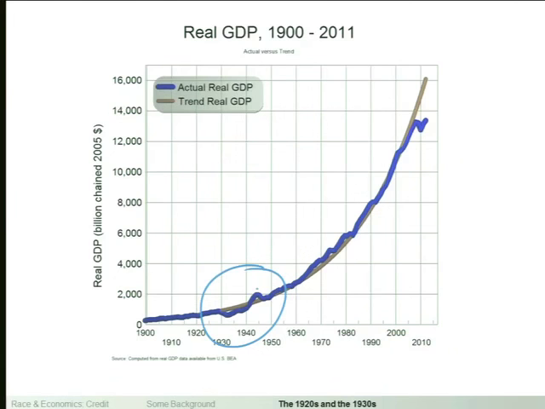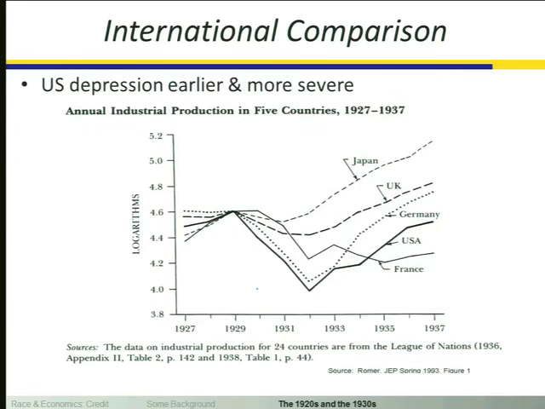For an international comparison, this is from the article by Romer, which I think is the one that's in the Reader. I don't remember what I left in the Reader. And this is comparing the U.S. with France, Germany, the U.K., and Japan, just to show you that the United States turned down earlier and turned down deeper than the other countries.